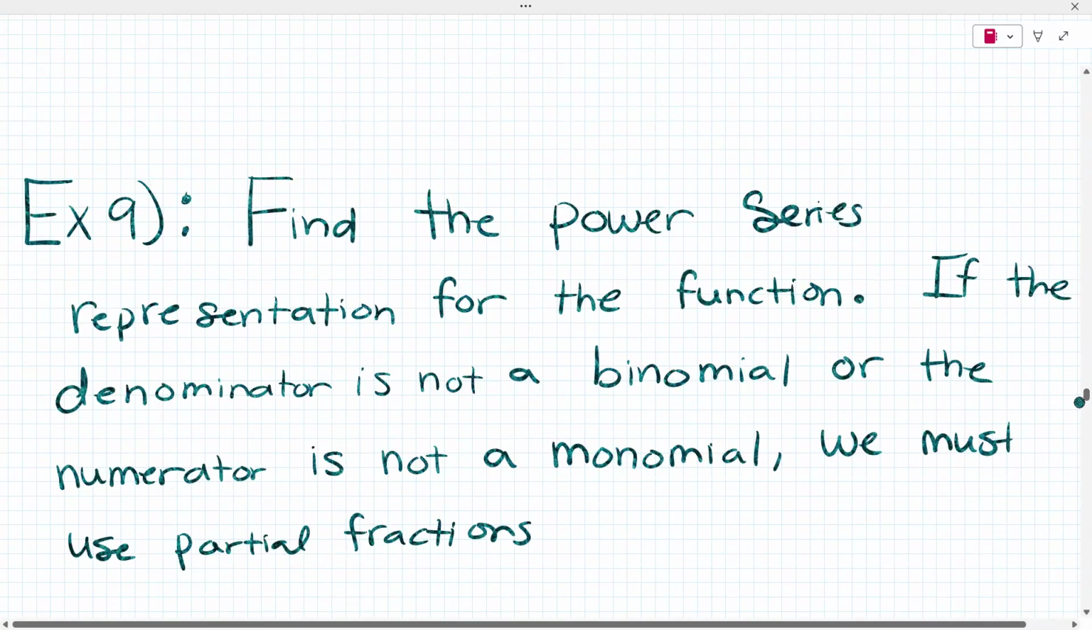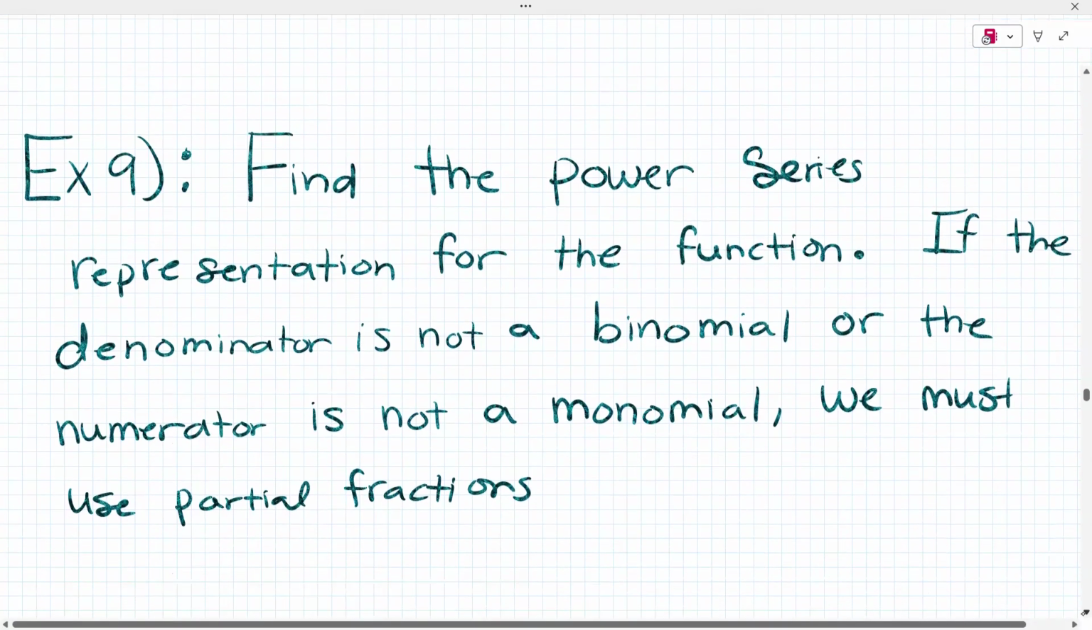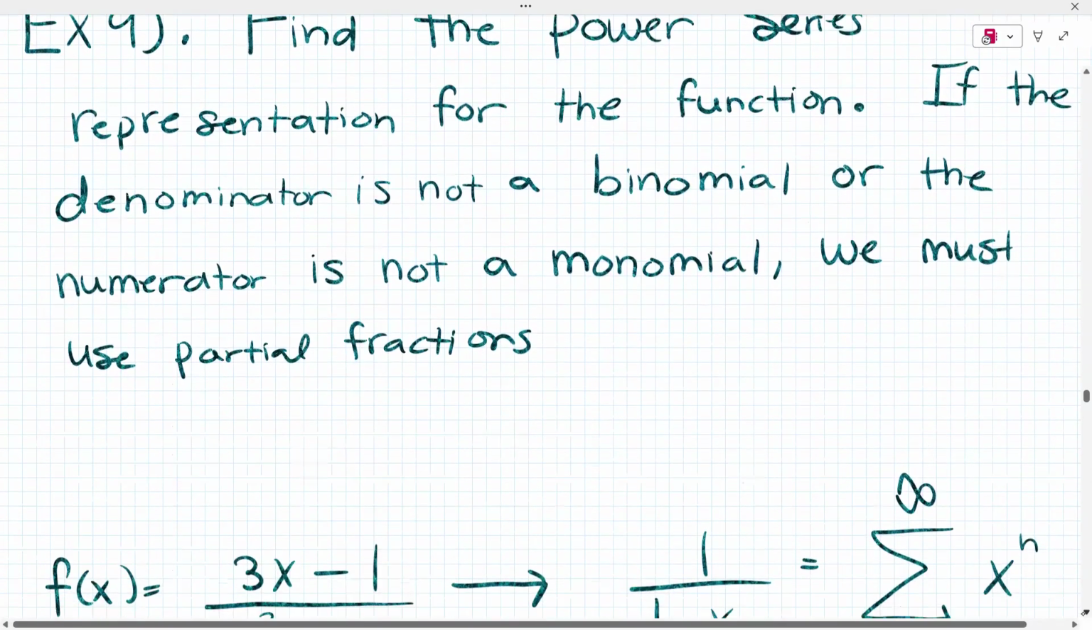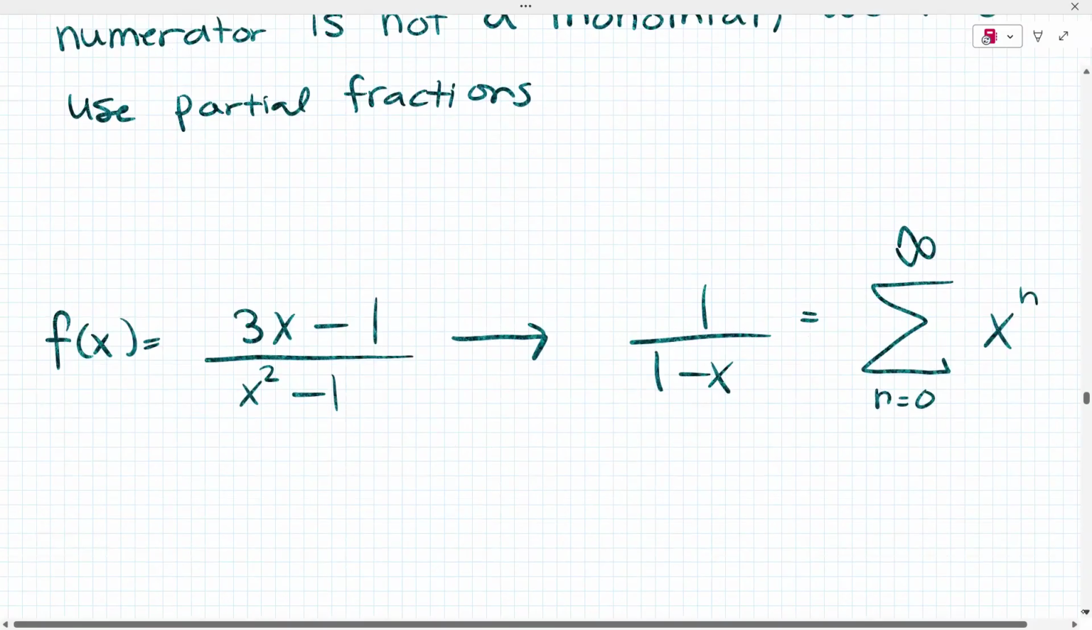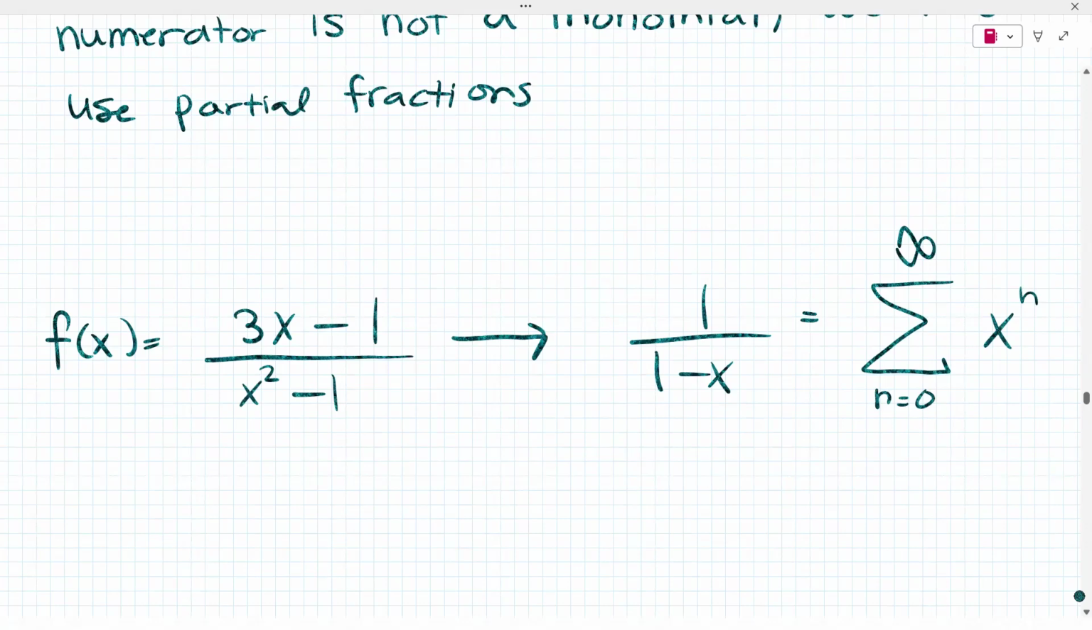Okay, example 9 says find the power series representation for the function. If the denominator is not a binomial or if the numerator is not a monomial, we must use partial fractions. So in example 9, we have 3x minus 1 over x squared minus 1. So we have two problems, right? And we want to make it into 1 over 1 minus x. So the numerator is not a monomial.